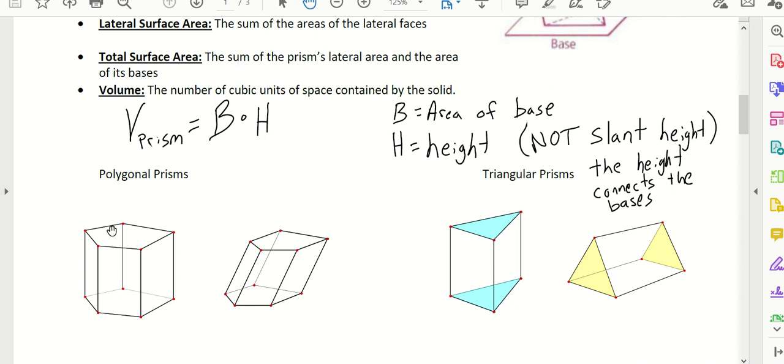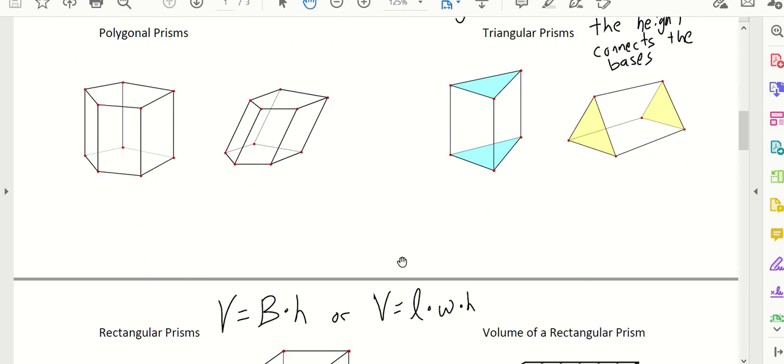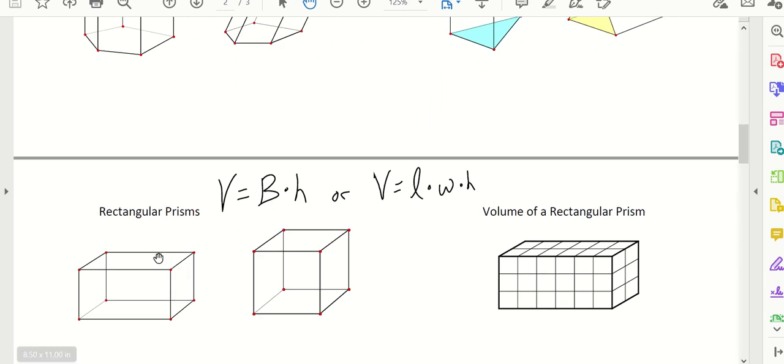Here are some types of prisms. We have some polygonal prisms. So here we have a 1, 2, 3, 4, 5. That's a pentagonal prism. Here we have some triangular prisms, rectangular prisms. This appears to be possibly a cube. Cubes are also rectangular prisms. It's a special kind of rectangular prism.